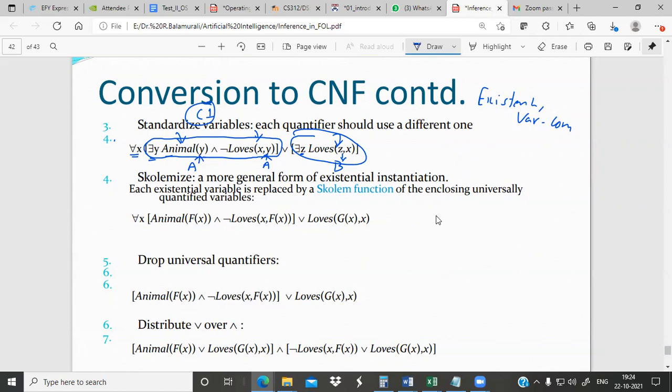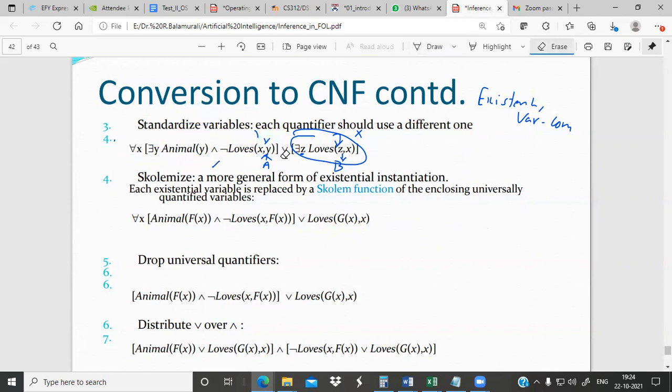Originally, what does it mean? The first statement says that everyone who loves all animals is loved by someone. So if x is not loving at least one animal, then this part will not be true. Suppose it is not true, then x is loving all animals, which means there is some z who loves x. So the meaning is preserved.